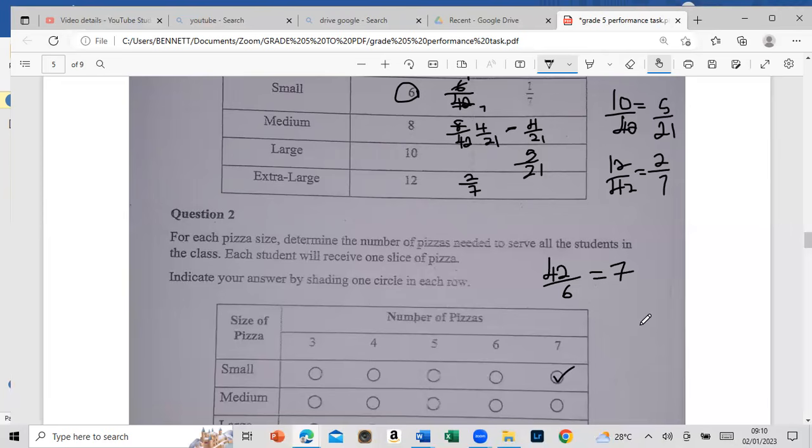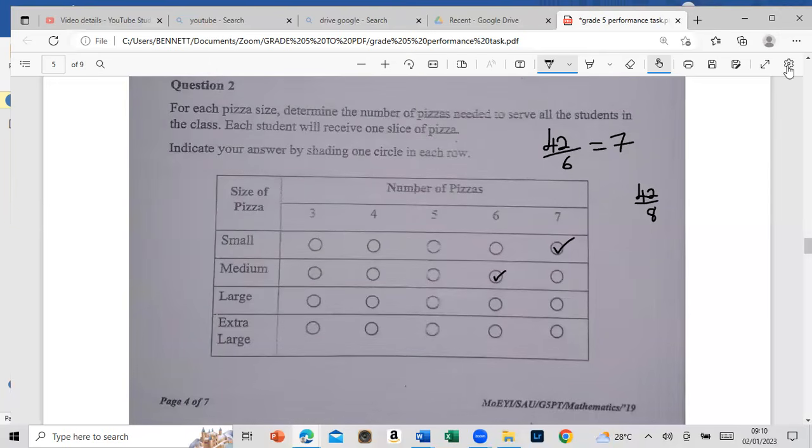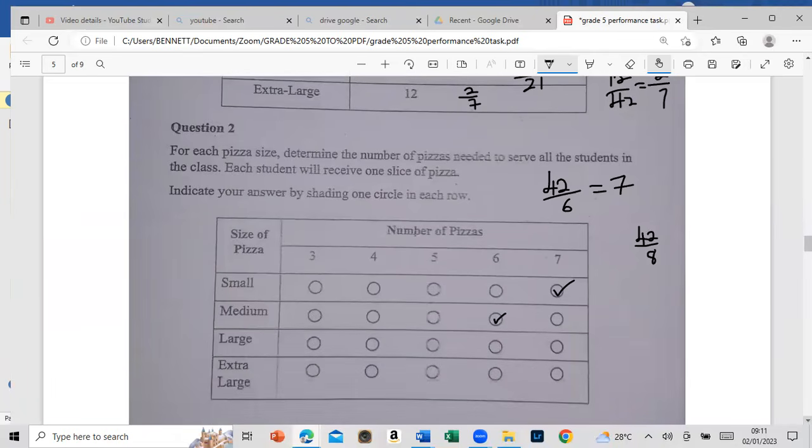So 42 divided by 8. I'm gonna go with 6. I'm gonna have some left over, 6 is 48, but yeah. For the large one, because remember, you're working with 42 students and 10 slices. That's gonna go with 4. No, 5. Have to be 5 because 2 persons need to get. All right. And for the last one, I'll go with 3, 4. All right. So that would be the answer.